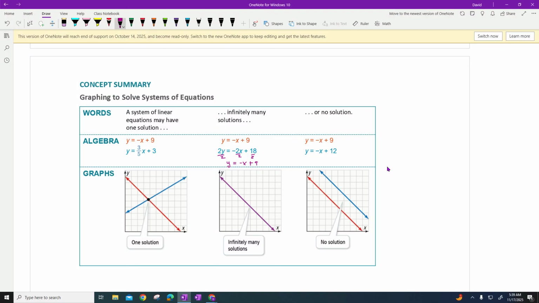Over here, no solution is when my slopes are the same, but my y-intercepts are different. That means it crosses the y-axis at different places, but my slopes are going to be the same. So, 3 different possible answers on systems of equations. We're still just dealing with 2 equations. Eventually here, we'll get 3 lines on there, and we'll be looking for where 3 of them cross, okay?